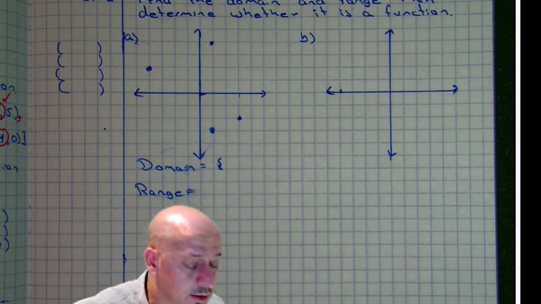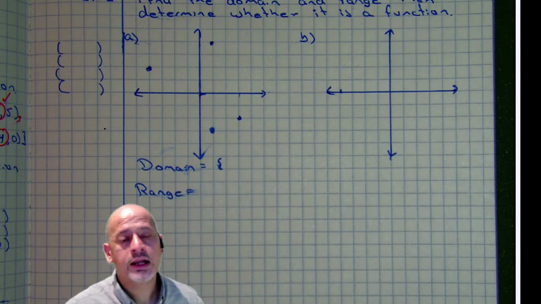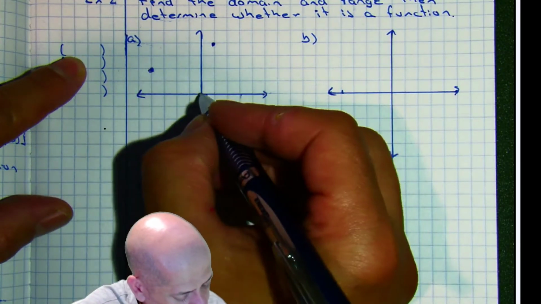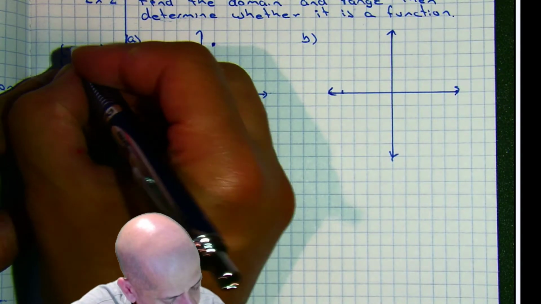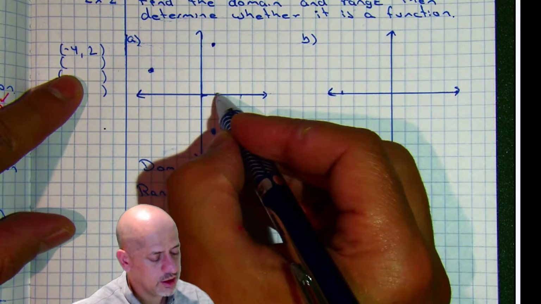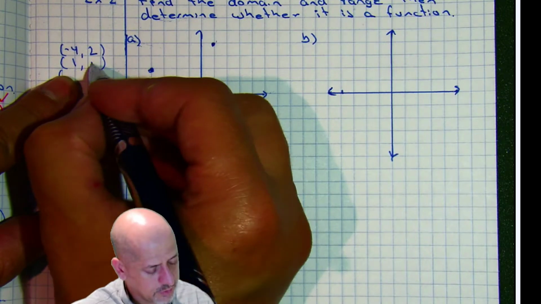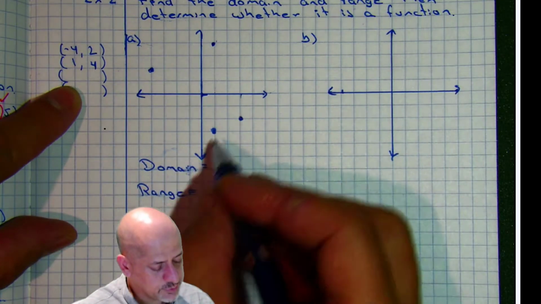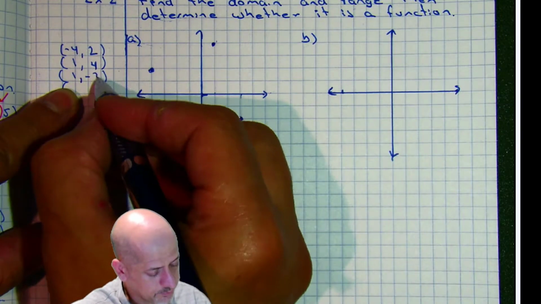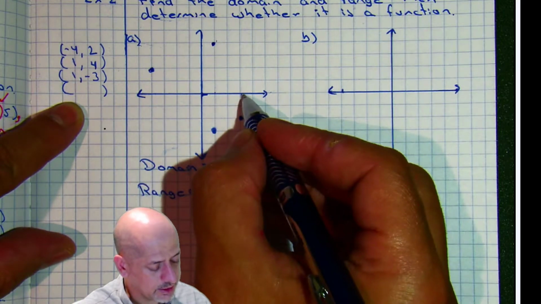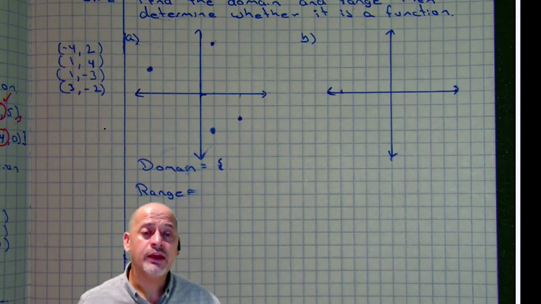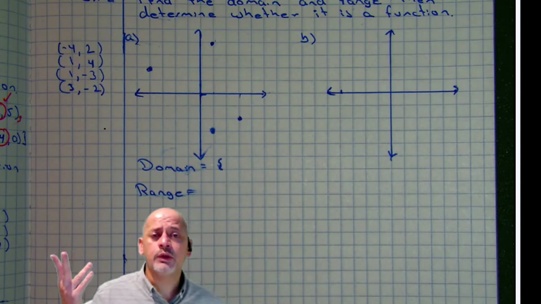So let's see. Got it? So first, what is the location of this point? -4 and up 2. What is the location of this point? 1 and up 4. What is the location of this point? 1 and down 3, -3, right? And the last one will be to the right 3 and down 2. Because I went down, it will be negative. So now that you have the points written down, then we can find the domain and range very easy.